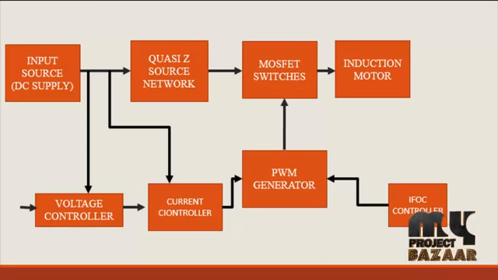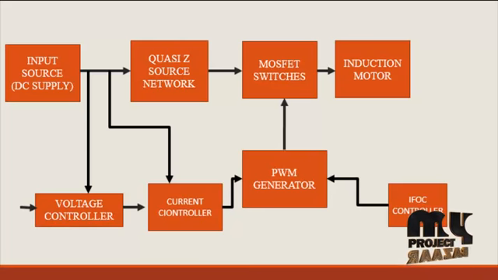The output of the network is connected to the inverter having MOSFET switches. The input source voltage is taken from the source and fed into the voltage controller. In the voltage controller it is compared with the reference value, then fed into the current controller. The current value is also taken from the input side, and that error value is compared in the current controller, then fed into the PWM generator.